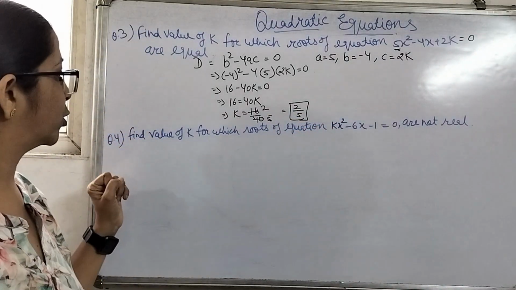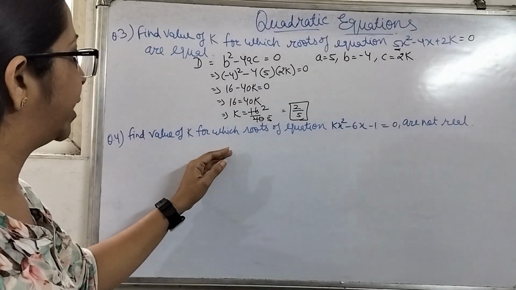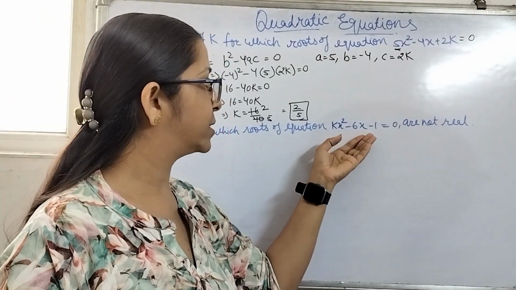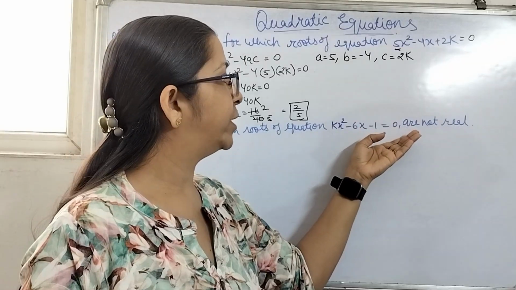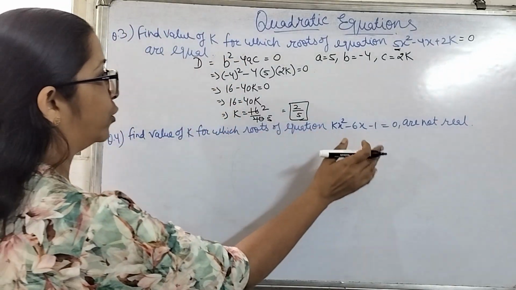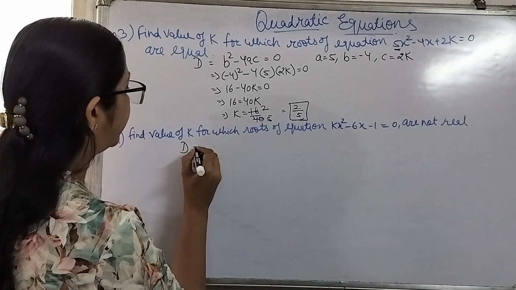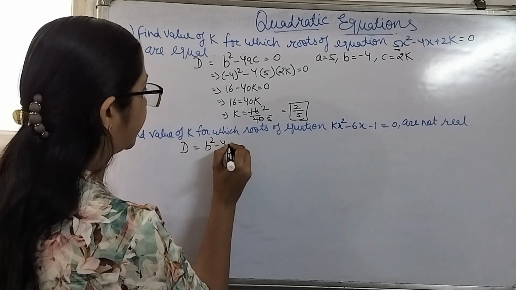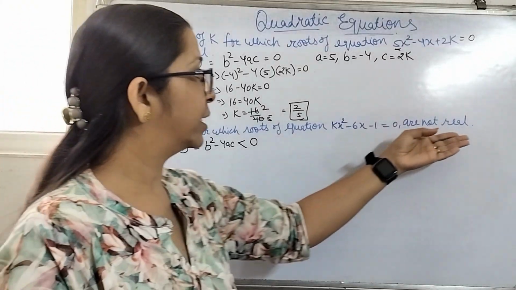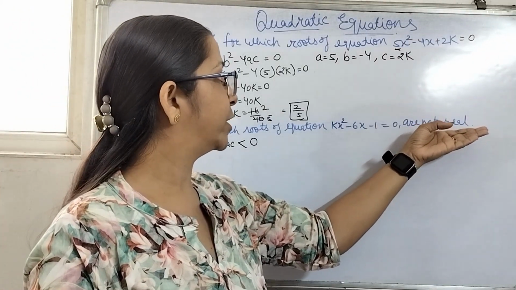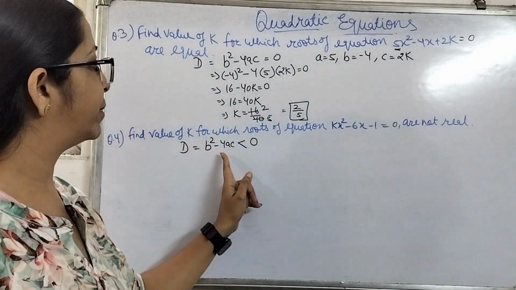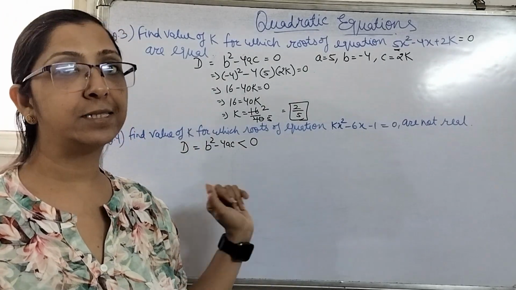Now let's see another question. Find the value of k for which the roots of the equation kx square minus 6x minus 1 equal to 0 are not real. So we know that for the not real condition, D, that is b square minus 4ac, should be less than 0. If the roots of the equation are not real, then the value of b square minus 4ac should be less than 0.